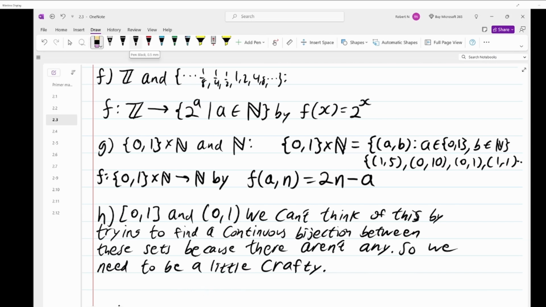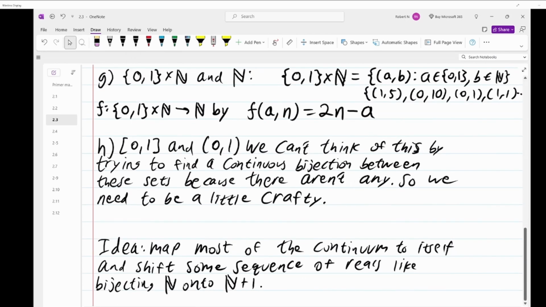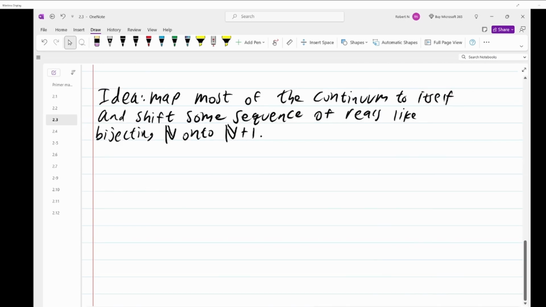So I show up to the open interval (0, 1), and I am the number 0, and I bring my friend 1. We can fit in here, and it's by telling a subset of everyone in the interval hotel to move down, but most of them go undisturbed. We're going to map most of the continuum to itself and shift some sequence of reals, like in Hilbert's Hotel. Which to choose? Who knows?